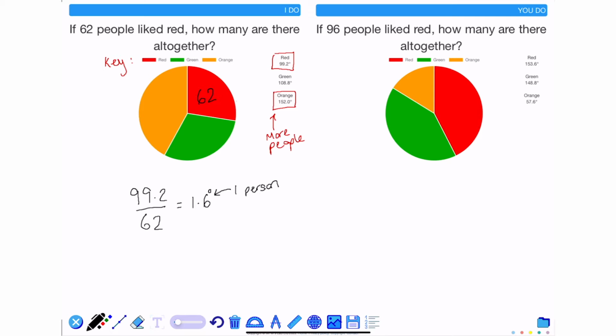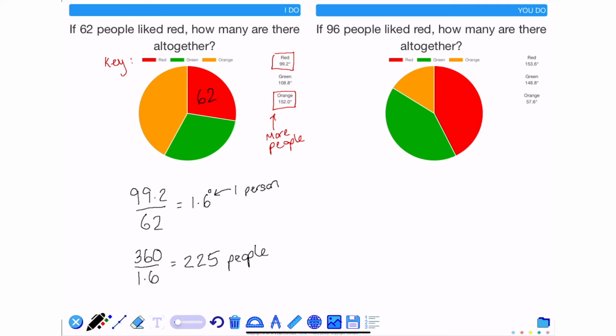Knowing that there are 360 degrees in the entire diagram, I can then work out how many people are represented by doing 360 divided by 1.6, and this gives me 225 people.